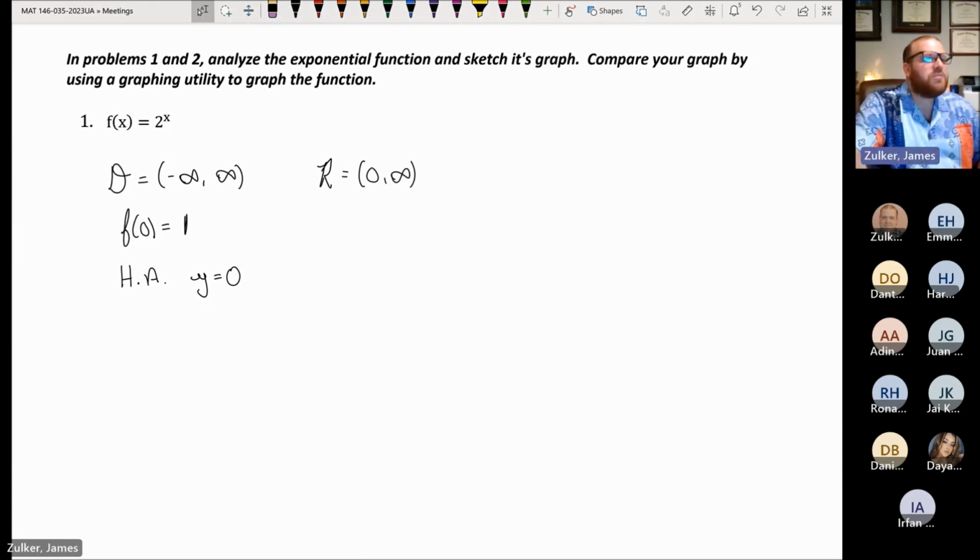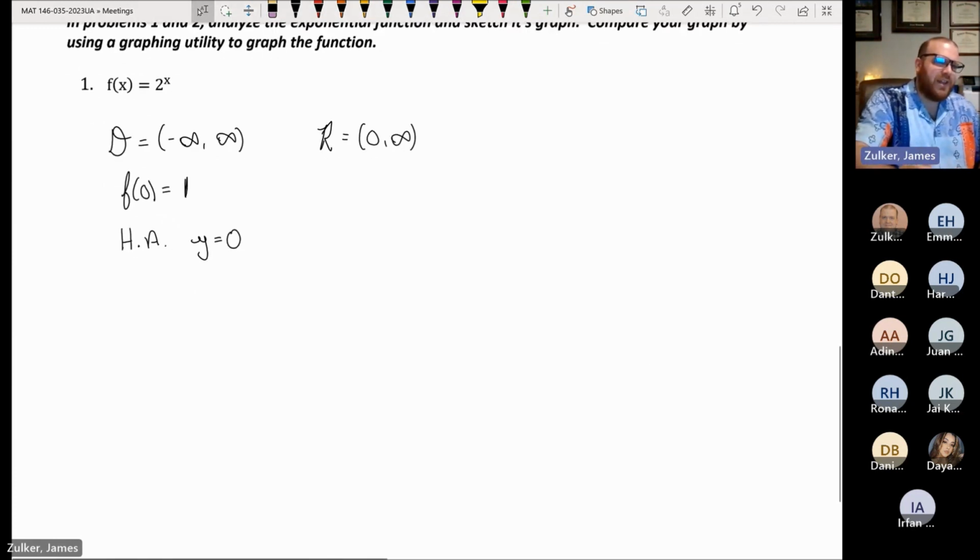Now, here's the question. Horizontal asymptote. Which side? Because it doesn't have to be both sides. So, in other words, what we want is end behavior.